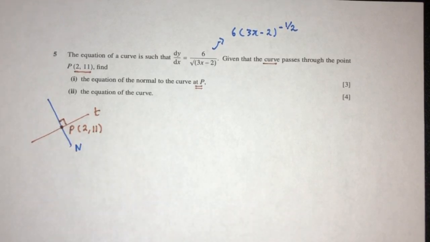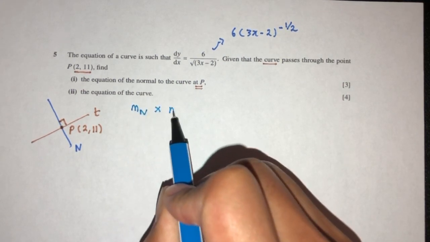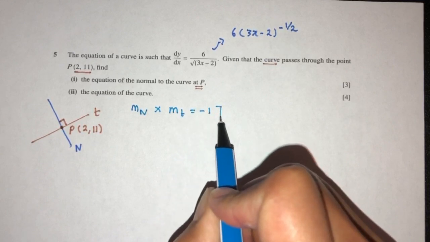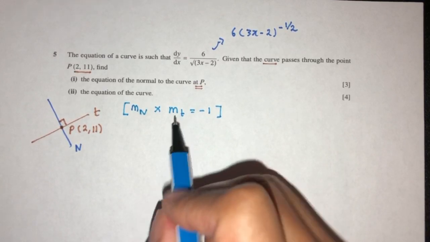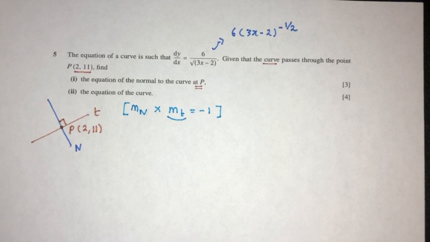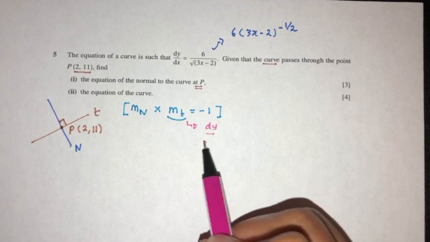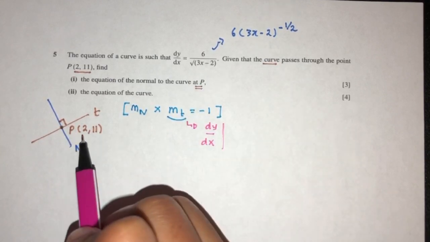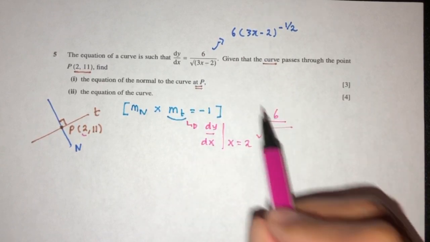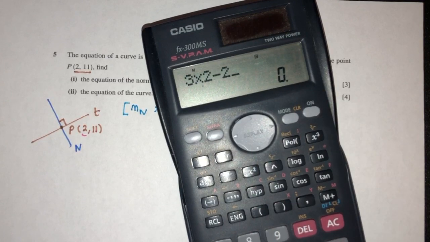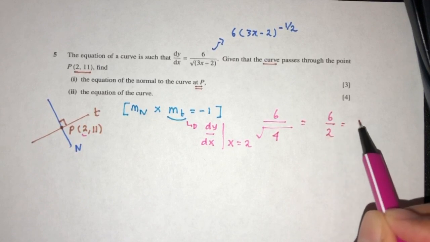Now something that we have seen many times by now: the gradient of the normal, if you multiply it by the gradient of the tangent, should be minus 1. So that's the relationship between them. So we have to use that to find the gradient of the normal. But first we can find the gradient of the tangent. We understand the gradient of the tangent is simply dy by dx at that point. dy by dx at the point P, where the value of x is 2. Replace, you will have 6 over root of 3 times 2 minus 2, which is 4. And that should be 6 over 2, that should be 3.